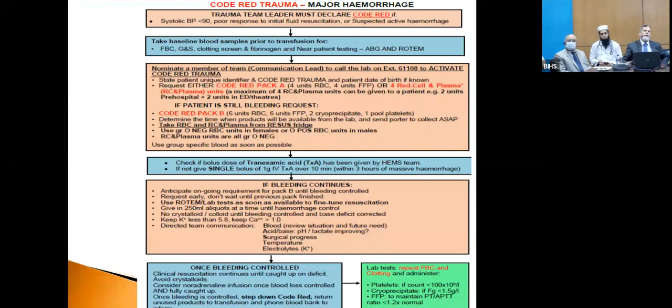This is the major hemorrhage protocol, which alerts people in the hospital and outside the hospital. I think it's quite busy, you can't see it, but it is available on the internet and you can download it. And that specifically tells you what components and factors you should be using in a time-dependent manner. That's very important. And you can download it from anywhere.